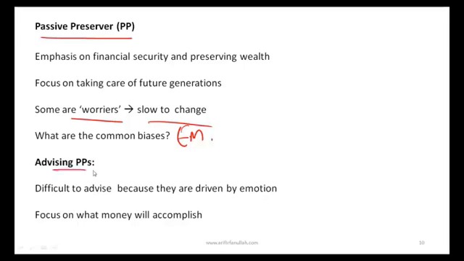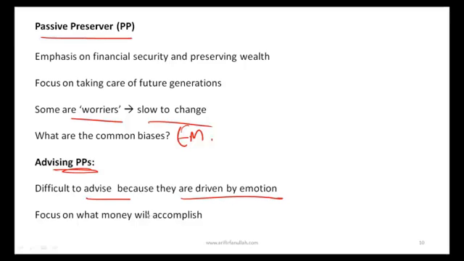Now, how do you advise these people? Do you talk to them in terms of Sharpe ratios and so on? Probably not. That would not make sense. They are generally difficult to advise because they are driven by emotion. So you need to focus on what money will accomplish.